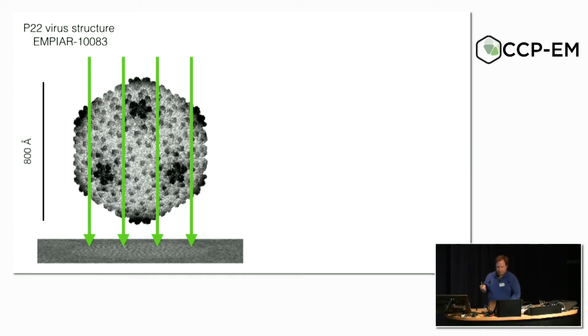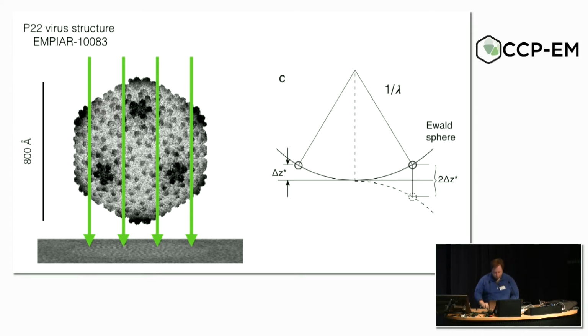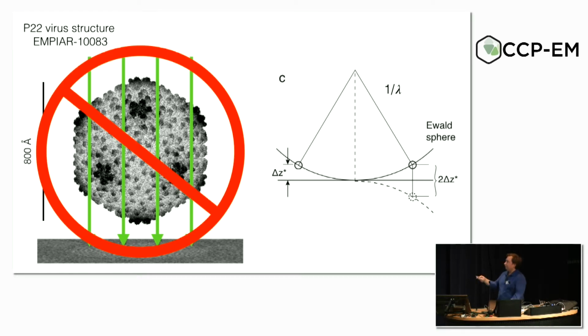And if you don't remember anything at all from this talk today, remember this: this is wrong. It's not true. Wrong. Electron micrographs are not projection images. And they're not projection images for this reason.